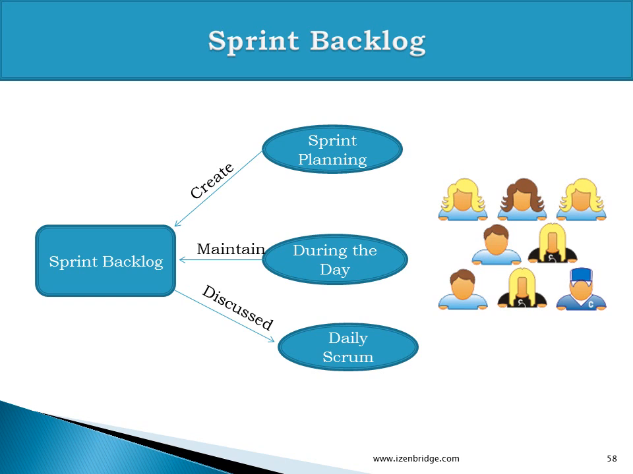If you look from a role point of view, the sprint backlog is created and maintained by the Scrum team, and this is a backlog which gets frequently discussed in the daily Scrum meeting. The tasks the team is discussing during the daily Scrum meeting come out of the sprint backlog only, because whatever they are working on is identified in the sprint backlog. So in a daily Scrum, they talk about which sprint backlog item they are working on and which sprint backlog item they are taking today.